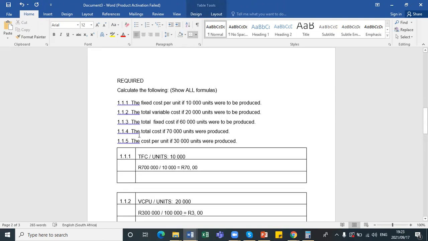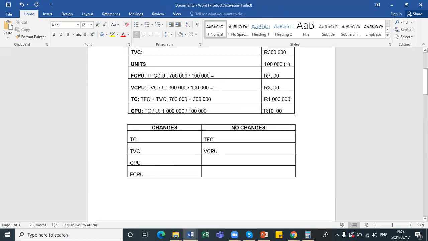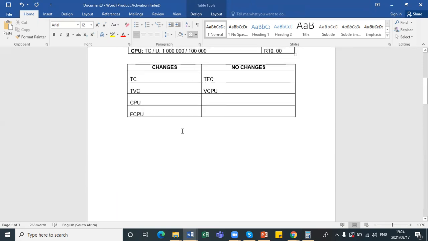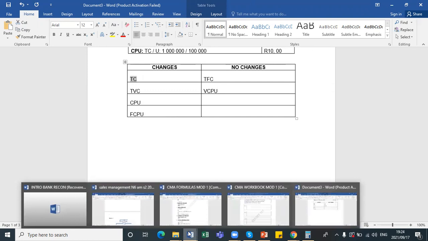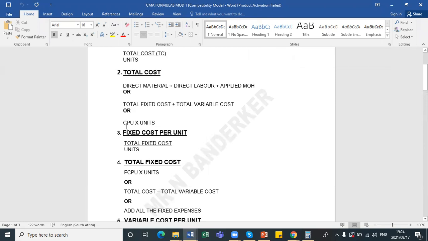Next question. Calculate the total cost if 70,000 units were produced. First question, did production change from where we started? Yes. We started with 100,000 and now we are producing 70,000. Next question, does total cost change when production changes? So we look under changes. Yes, it does change when production changes. How many formulas are there? Let's go under total cost. There are 3 formulas.